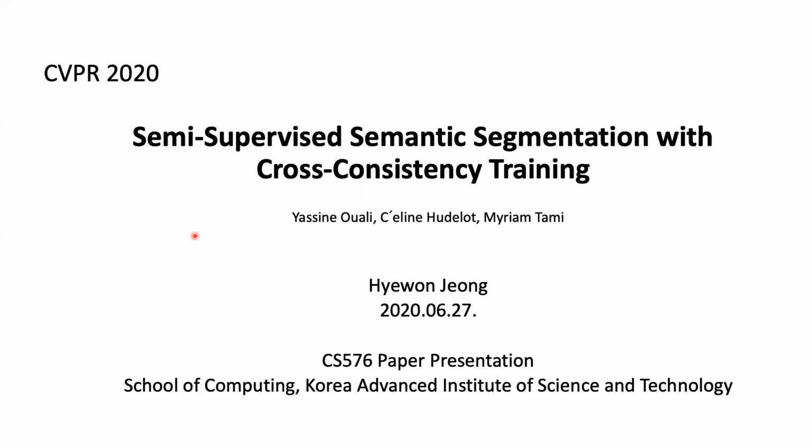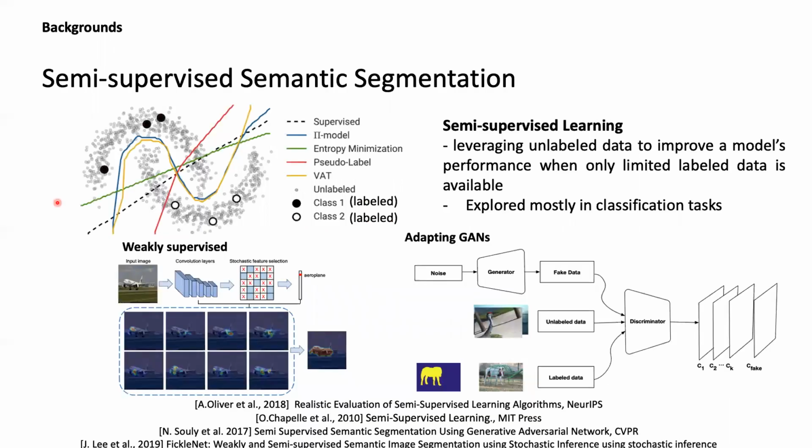Today, I'm going to present a novel cross-consistency-based semi-supervised approach called cross-consistency training, which was introduced in CVPR 2020. In semi-supervised learning, we have a small number of labeled dataset and a very large set of unlabeled dataset. This setting could be useful especially when labeling data is expensive.